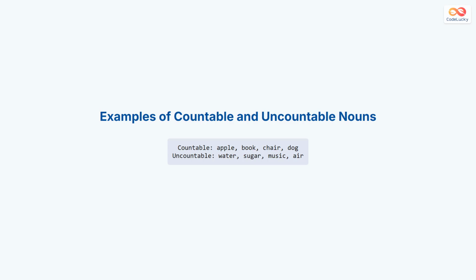Countable nouns include apple, book, chair, and dog. These are things you can count. Uncountable nouns include water, sugar, music, and air. These are things you cannot count easily. Remember, understanding countable and uncountable nouns helps you use the correct grammar when speaking and writing English.